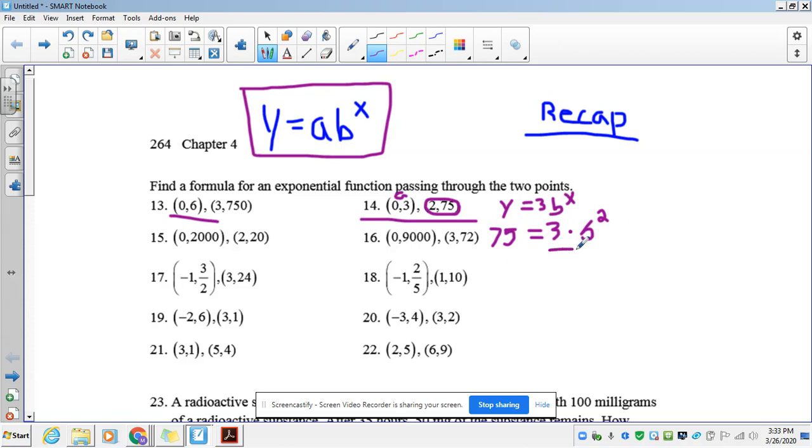First step would be to divide by 3. Pause the video if you don't have a calculator so you can do this with me. 75 divided by 3 is 25. Good. And then we would have b to the second power. How do we undo the power? Well, we take the root of that power. In this case, it's 2, so it's the normal square root.